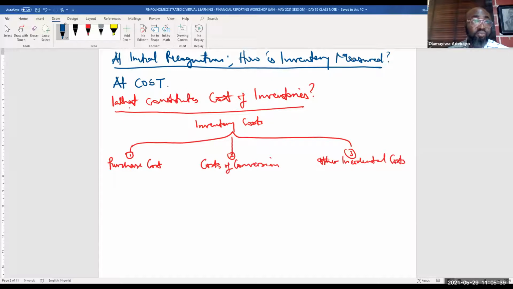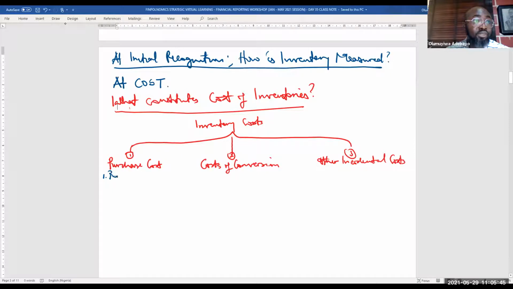Purchase costs include, one, the purchase price, which is the price you pay at the point of acquiring the inventory, whether in its raw form or in its finished state. And this is net of trade discounts or rebates.